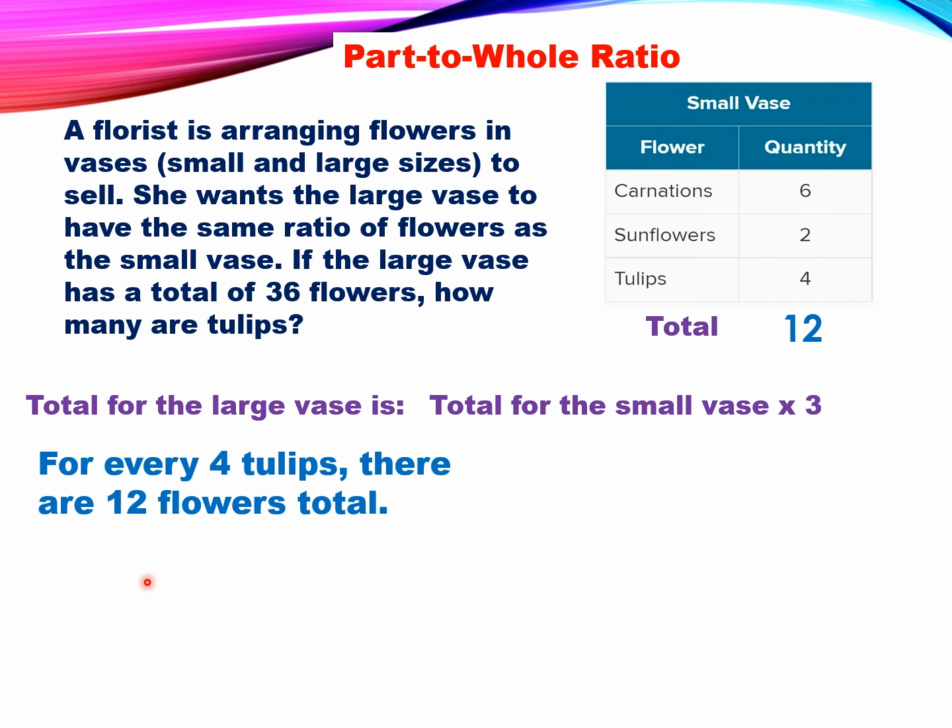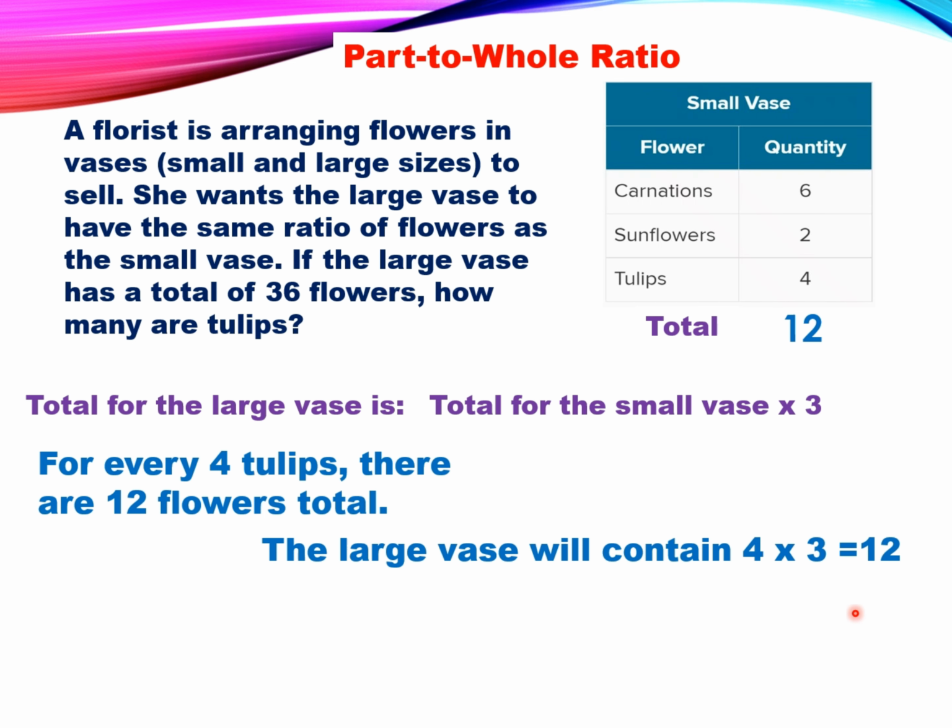So in the small vase, for every 4 tulips, there are 12 total flowers. Because we multiply the total number of flowers in the small vase by 3 to get the total number of flowers in the large vase, we need to multiply the number of tulips in the small vase by 3 to get the number of tulips in the large vase. So it's 4 times 3. 4 times 3 gives us 12. So we have 12 tulips in the large vase. For every 12 tulips, there are a total of 36 flowers in the large vase.